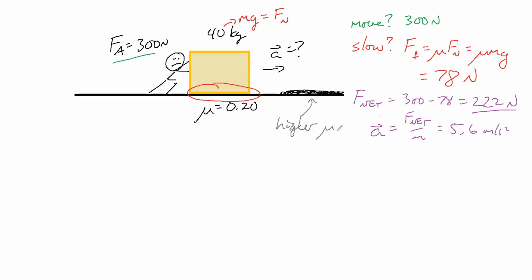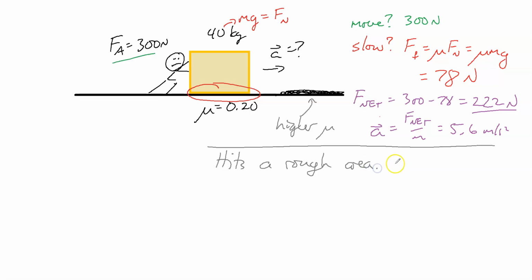Okay, so let's take the exact same setup. Let's say this guy hits a really, really rough area, and the acceleration goes to 0. So it's not accelerating at all, just constant speed. What's the new coefficient of friction over there? Now this brings up a special type of situation where we don't have any acceleration. This is a special situation that's called equilibrium.